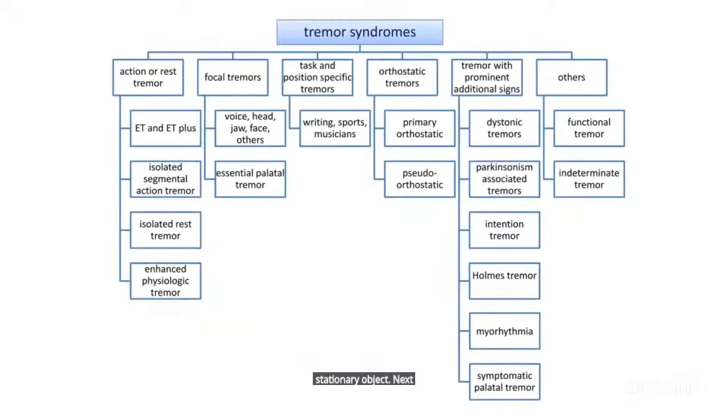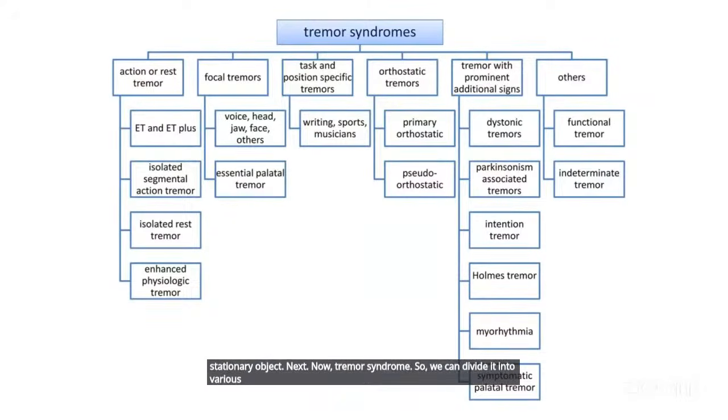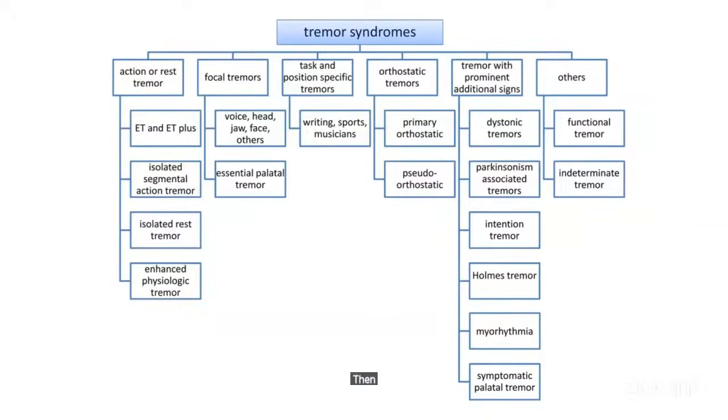Next. Now tremor syndromes, so we can divide them into various types like action or rest tremors, then focal tremors, then task specific tremors, then orthostatic tremors, tremors with additional signs, or others.